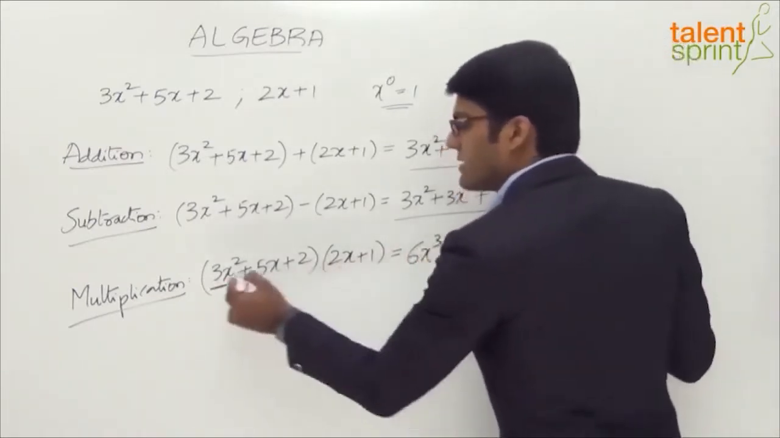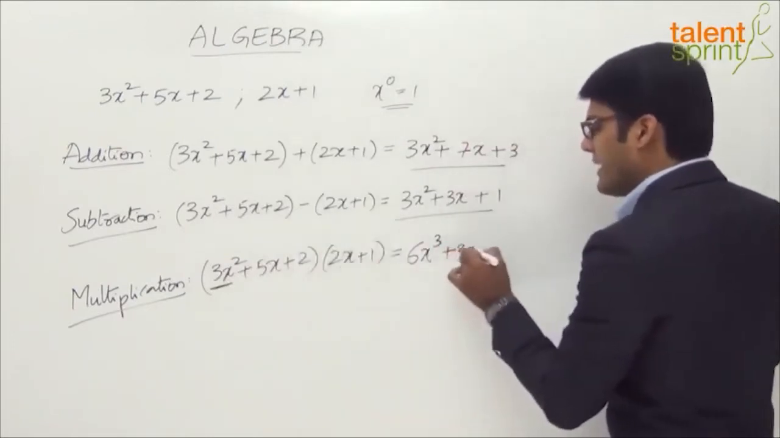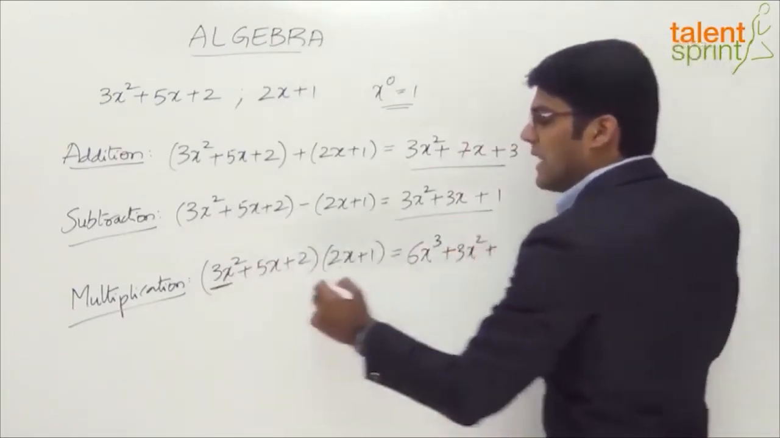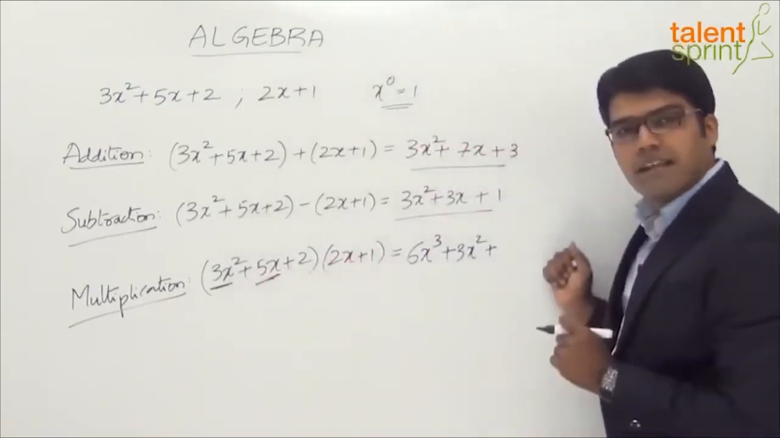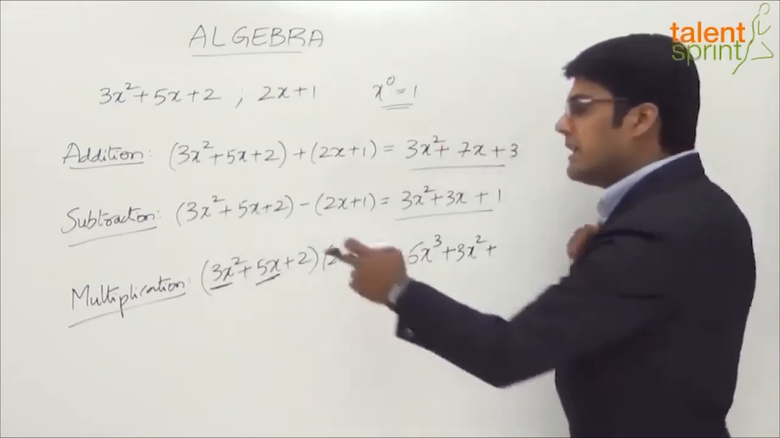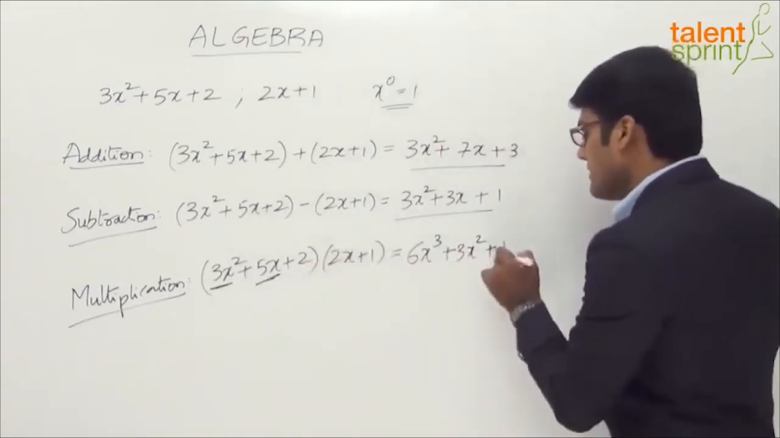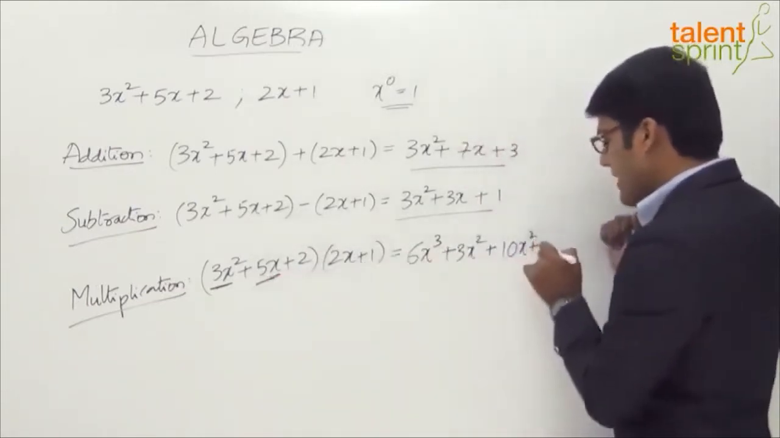So multiply with 2x. Now multiply 3x squared with 1. What is 3x squared into 1? 3x squared as it is. Plus, now comes the second term, 5x. Multiply 5x with both the terms of the second polynomial. So 5x into 2x. 5 into 2 is 10. X into x, x squared. So this will give us 10x squared. Plus 5x into 1 will be 5x.